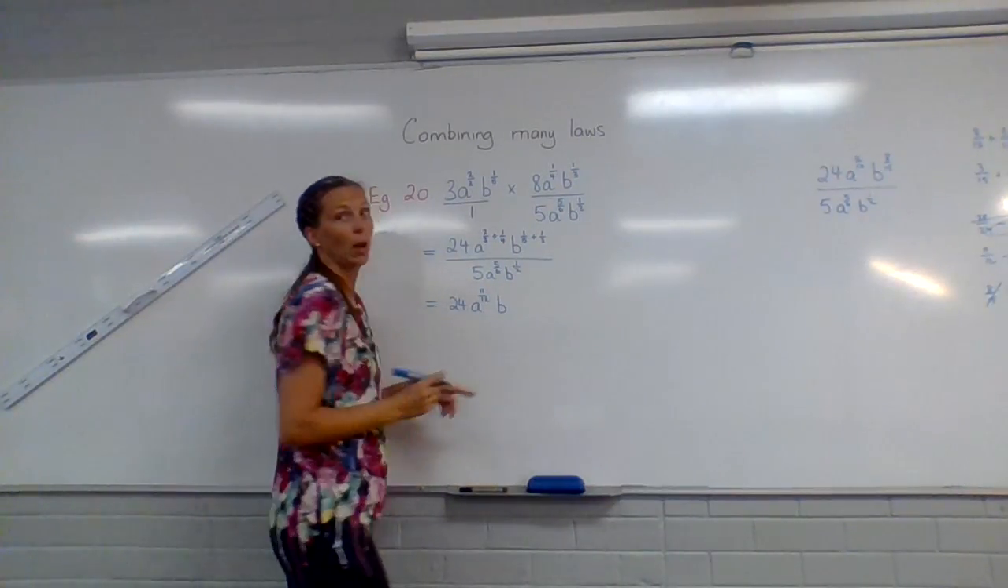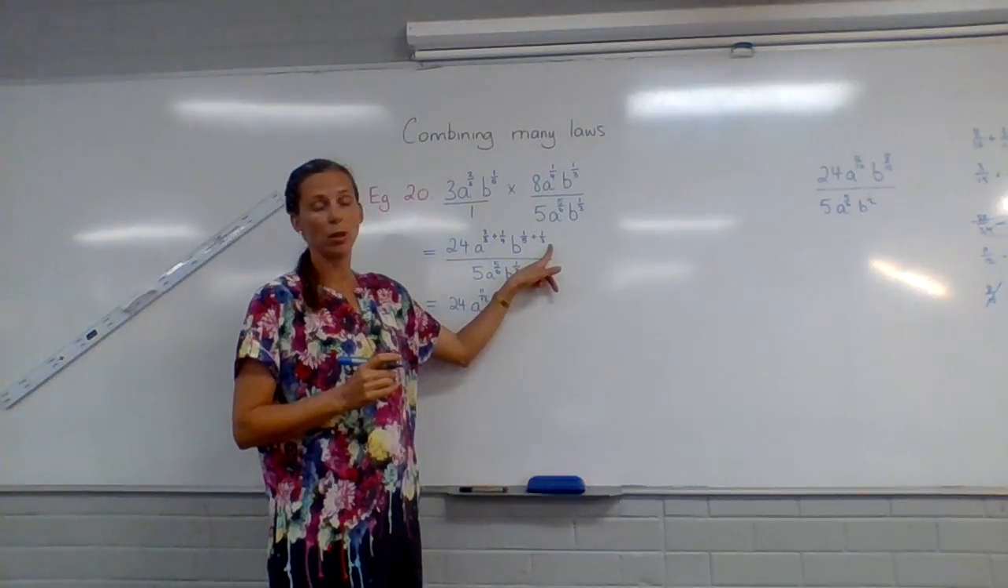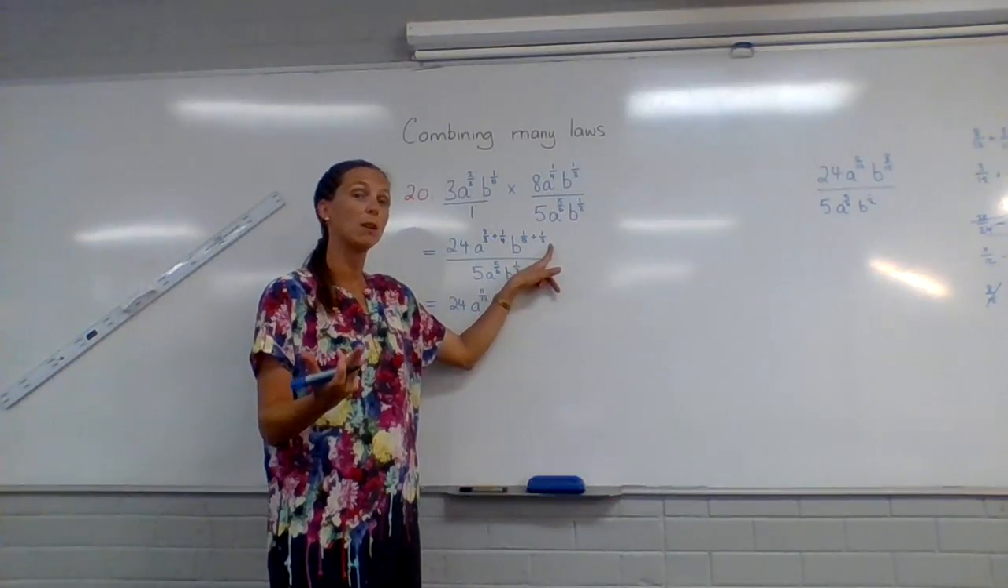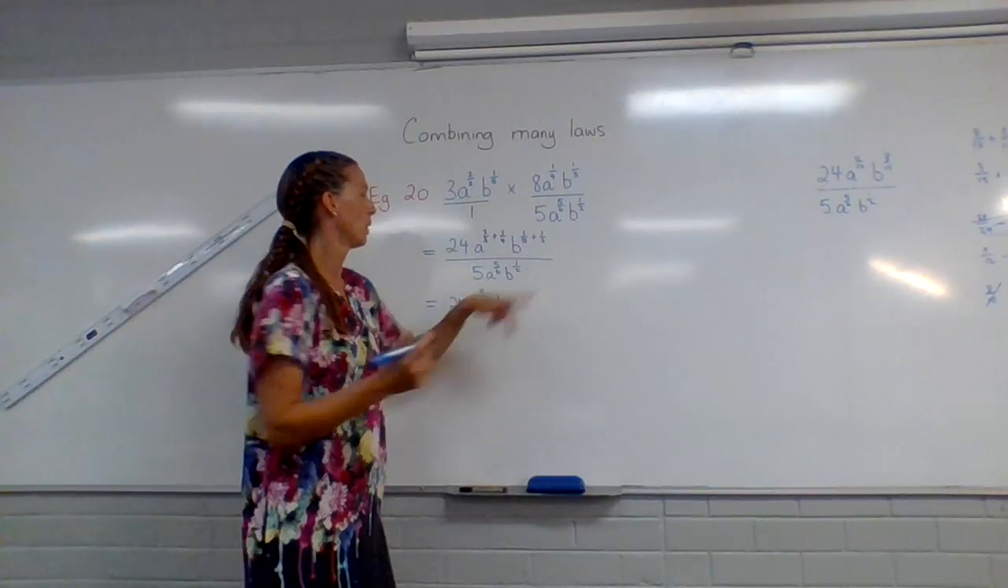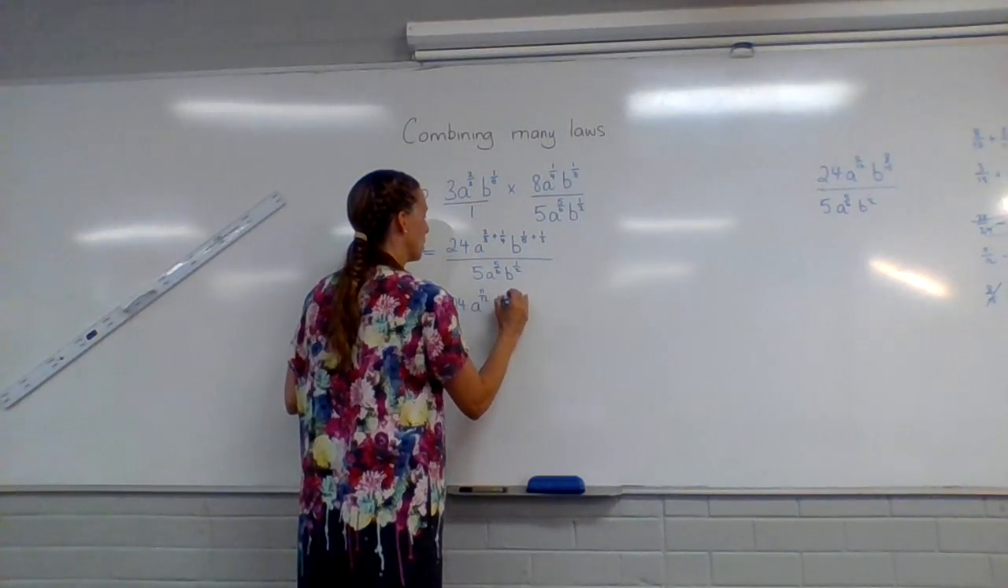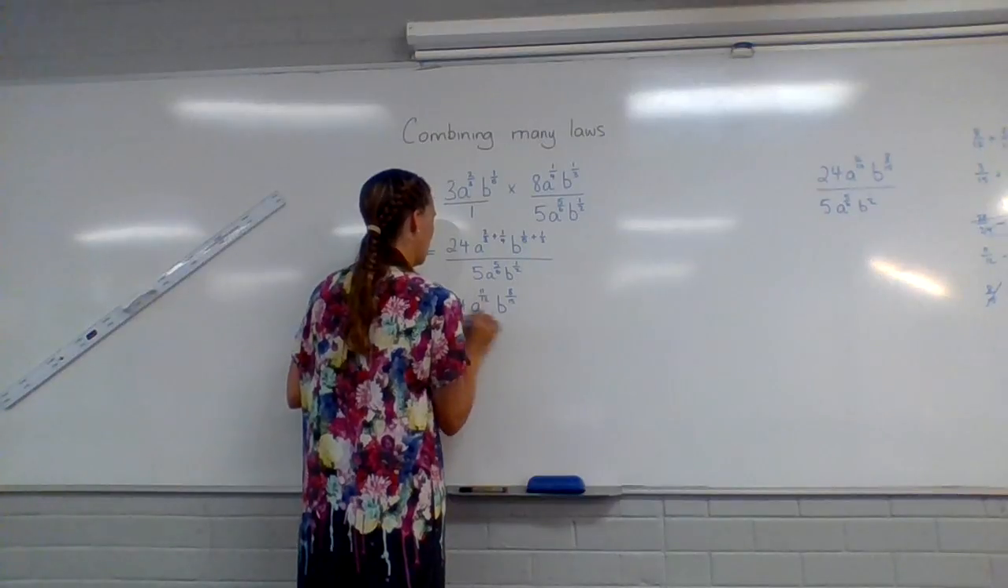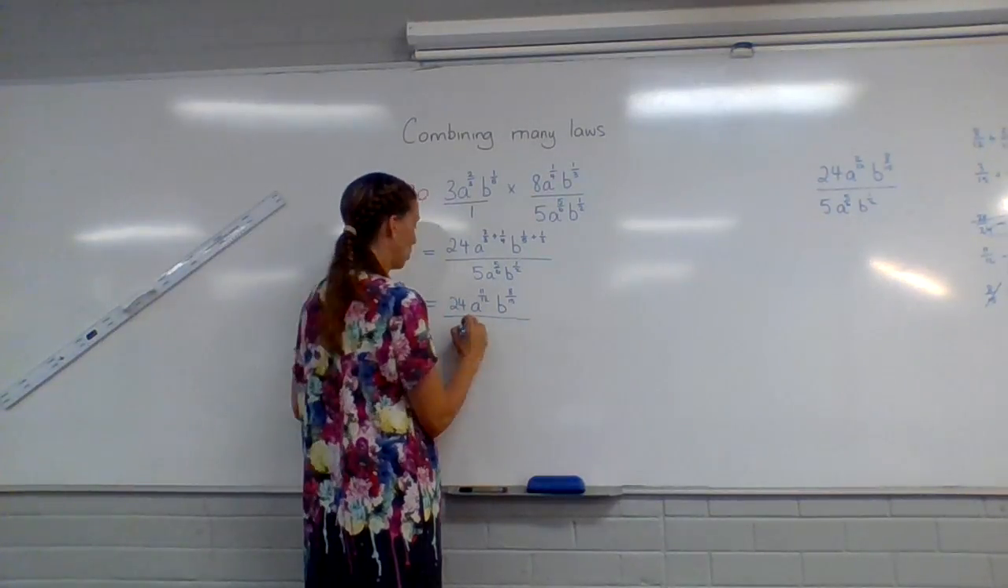With b, I have 1/5 plus 1/3. The common denominator would be 15. So it would give me 3/15 plus 5/15, which would give me 8/15. And the bottom still hasn't been touched.